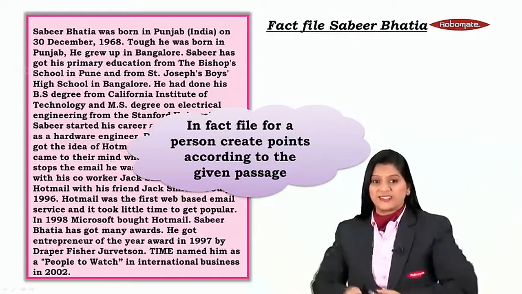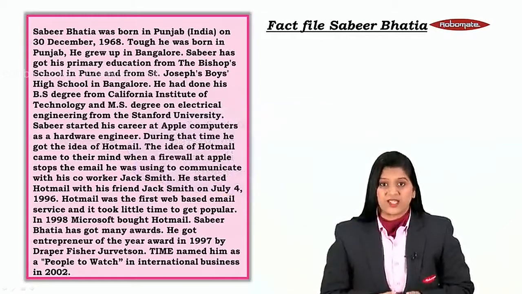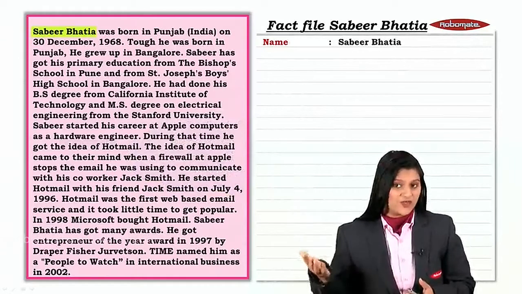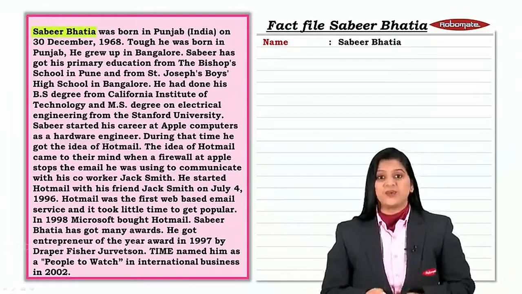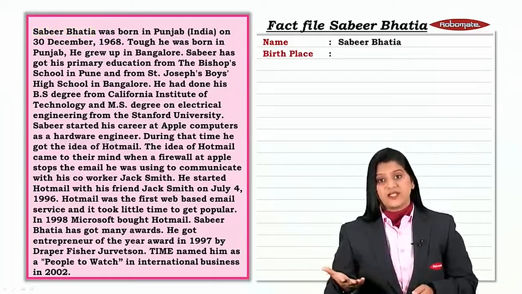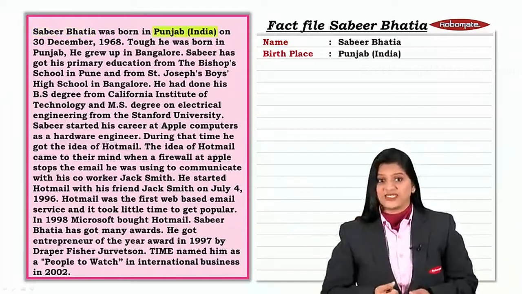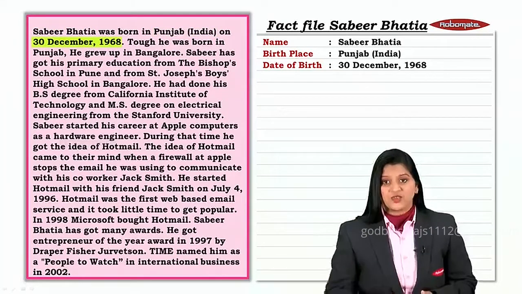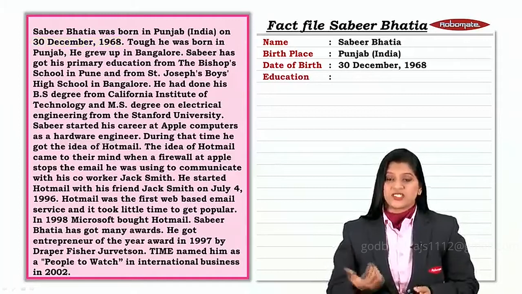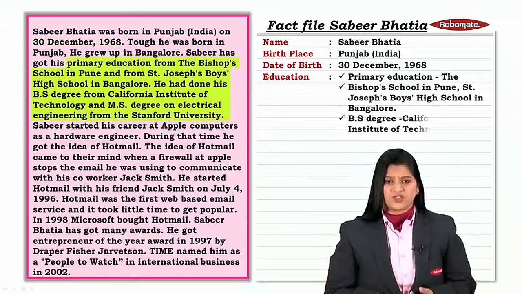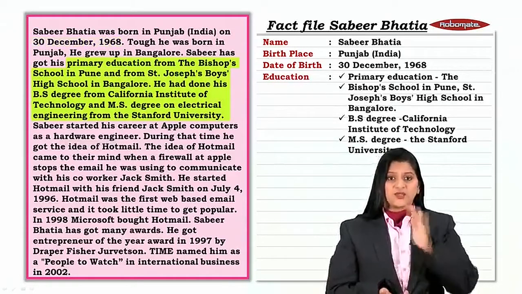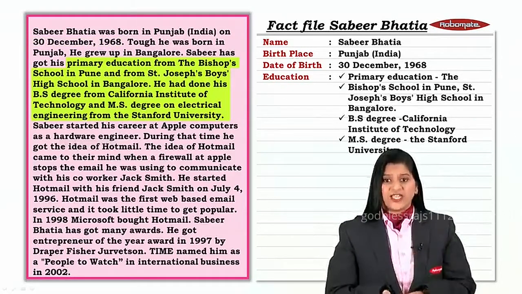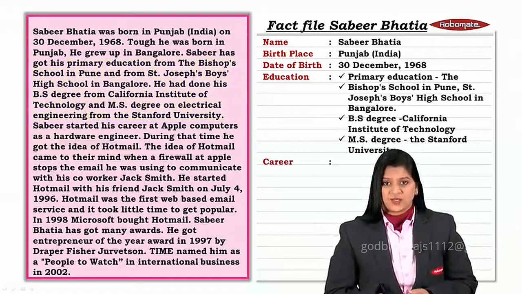So here you have a passage and you will have to create points now. Obviously the first thing is the name, and the name as given over here, I've highlighted that for you, that is Sabir Bhatia. Then the birthplace of Sabir Bhatia is given, so you can put that as a point here. Okay, then date of birth is also given, so you can put that. The next point is education, and there's a lot of information. To make it look even better, you can put it in the form of bullets or just put the keywords over there, alright, and give the education of Sabir Bhatia.